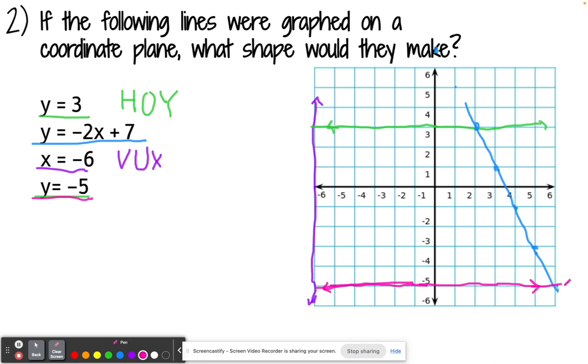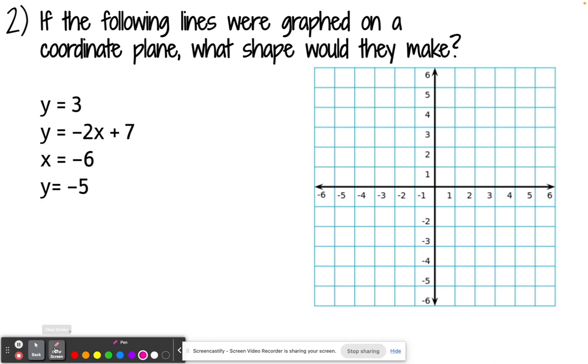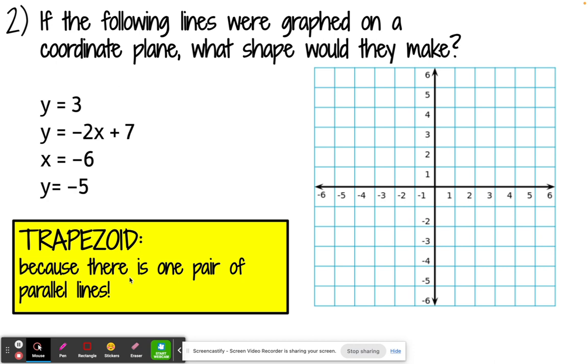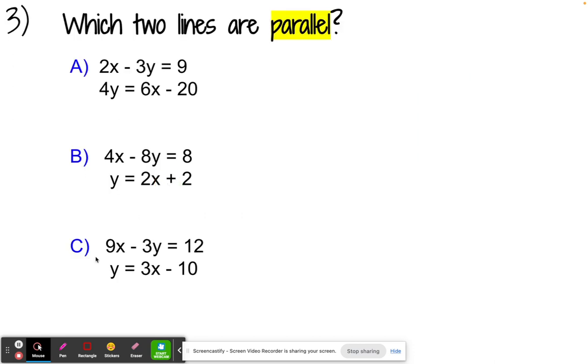And what shape is that? If you remember your shapes from 6th grade geometry, that is a trapezoid. There's one pair of parallel sides, and they were my y equals. Those were my parallel sides. Which of these have parallel lines?